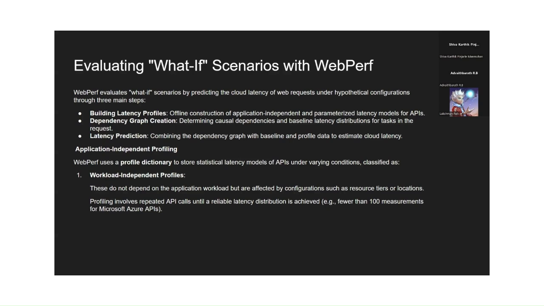WebPerf uses a profile dictionary to store statistical models of API performance. These profiles are often independent, meaning they don't depend on a specific app, but instead reflect external factors like service configuration or location.